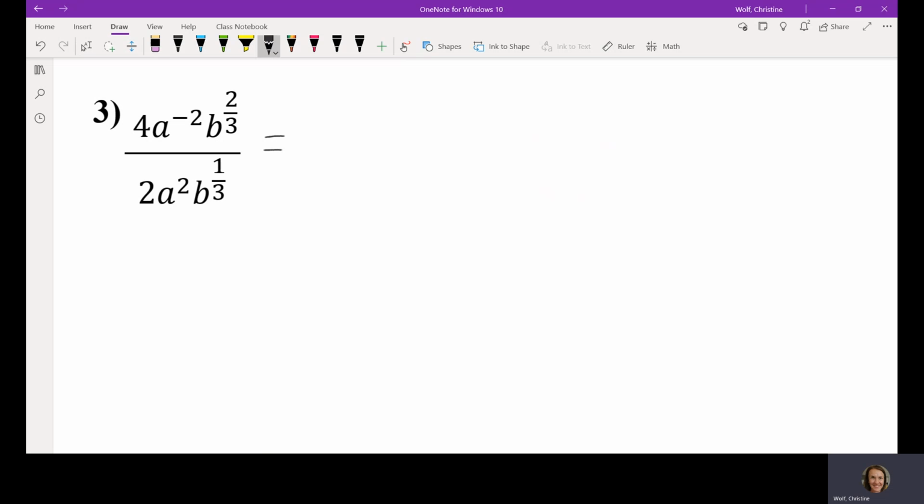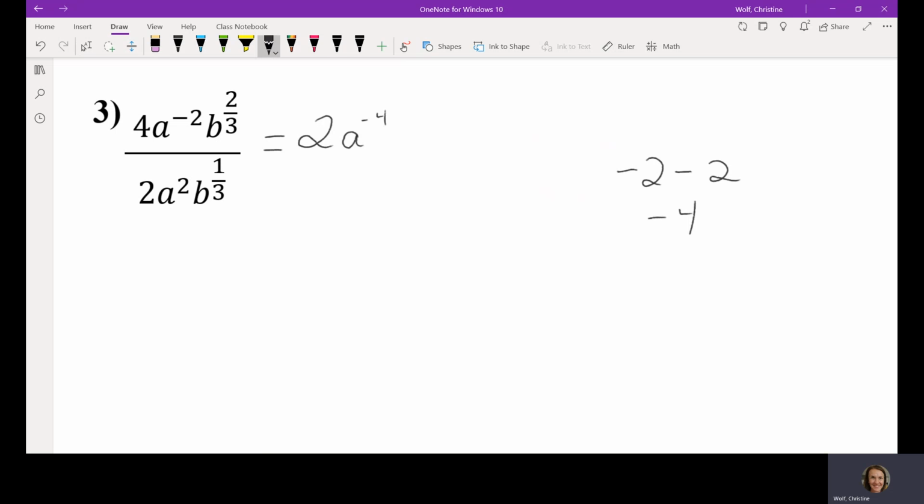Yeah, 4 by 2. Same thing as we did number 2. 4 up top divided by 2 down low. I actually just have a 2. All right, now with my a's, if I have negative 2 up top and it's a division, so I'm subtracting the 2 down low, how many a's do I actually have? Negative 4, right? Negative 2, take away 2 more. Negative 2, subtract 2, negative 4. So I have a to the negative 4.